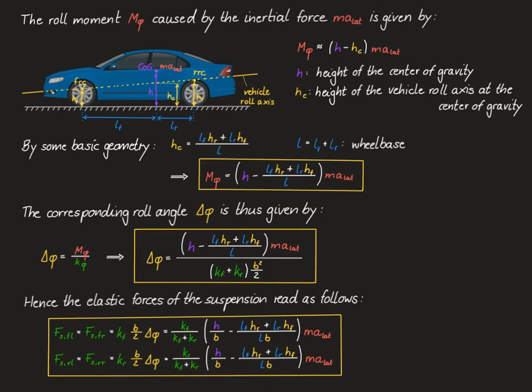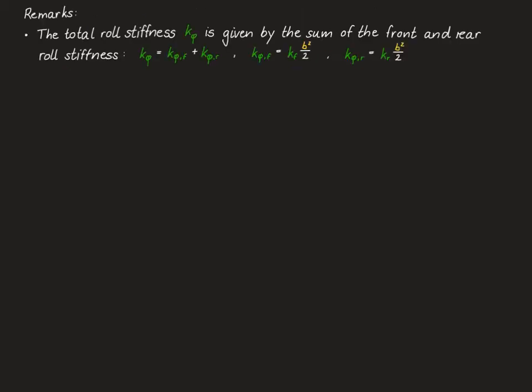Or, explained more intuitively, the vehicle is rotated by a common roll angle delta phi, and now the stiffer the front suspension is, the more will this roll angle lead to a difference in the front vertical tire forces, and the stiffer the rear suspension is, the more will this roll angle lead to a difference in the rear vertical tire forces. Let's summarize these findings in a few remarks before we continue.